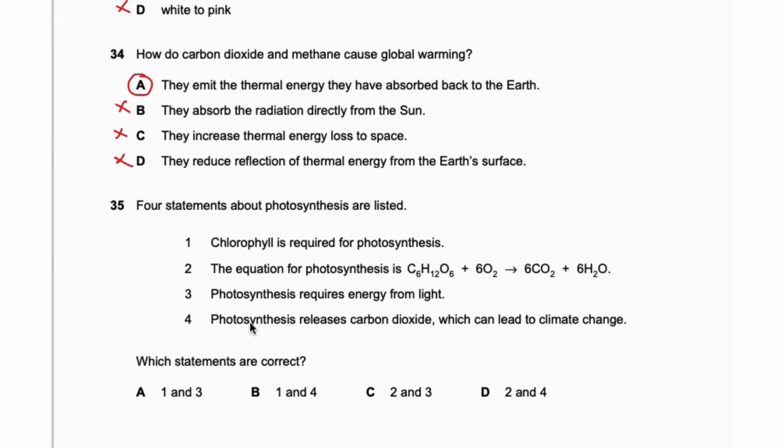35. Four statements about photosynthesis are listed. Chlorophyll is required for photosynthesis. It is right, photosynthesis needs chlorophyll. The equation for photosynthesis is C6H12O6 plus O2. This is the equation for respiration. Photosynthesis requires energy from light. This is right. Photosynthesis releases carbon dioxide? Photosynthesis releases oxygen, not carbon dioxide. So 1 and 3 are right. The right answer is A.